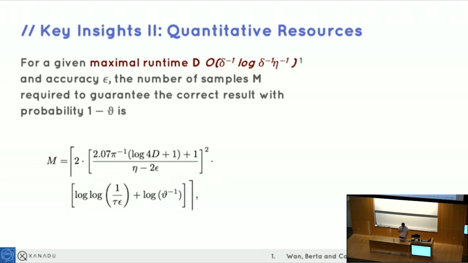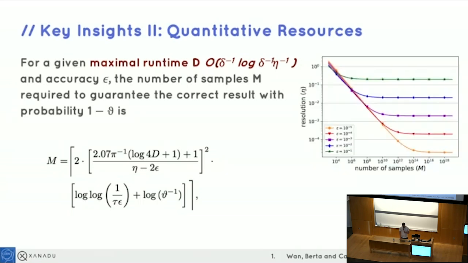The second insight is more like quantitative results: how many samples do you need to detect a step? The maximal depth of the algorithm is dictated by the Fourier decomposition of the filter. You're just using the decomposition by Campbell, so we know that the maximal runtime goes as 1 over delta. And the number of samples required to detect a step of size eta goes like this. Basically it's 1 over epsilon squared, which is what you would expect just from statistics.